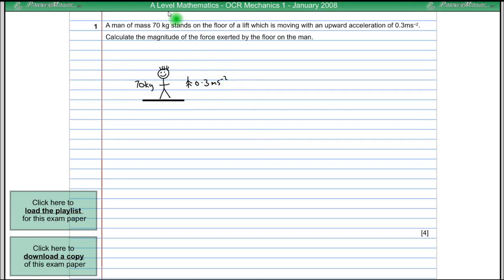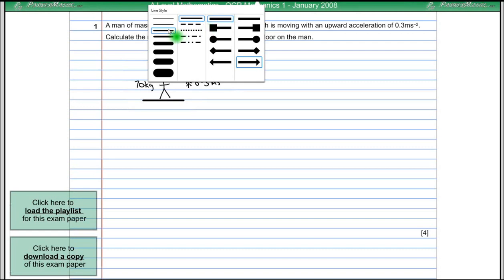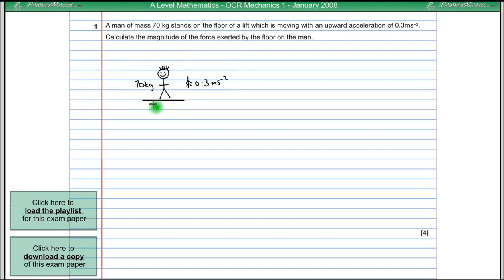Now let's put the forces on. We've got a downwards force, which is the man's weight, and that's going to be equal to 70 times g. Remember, the gravity constant g is 9.8 meters per second squared, and that's the acceleration due to gravity on any body that's in free fall. So we've got 70g going down, and we've got a normal contact force going upwards, which we'll call R.